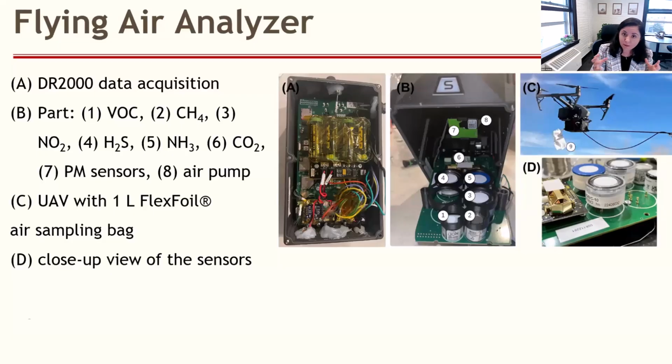And then we had the air pump that keeps sucking air. And then there is another system also. We can say, okay, stop sampling now, and then we can send the air sample inside an air bag, and then we can bring back the air to the lab for further analysis. And then you see a close-up view of the sensor. So we were able to open up this air analyzer and change the sensors when we needed to.